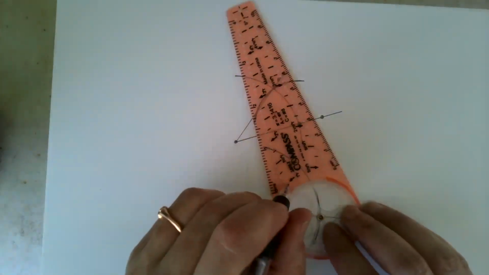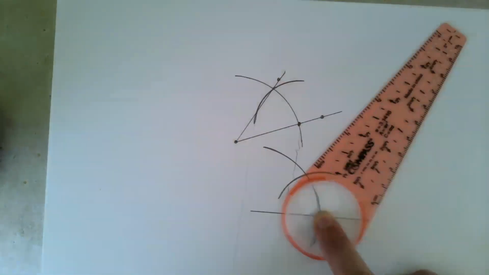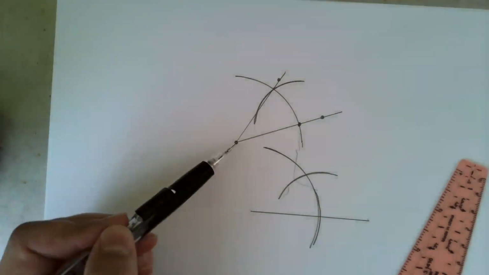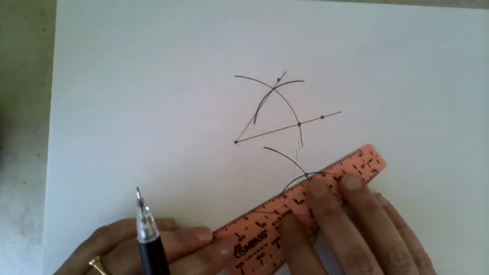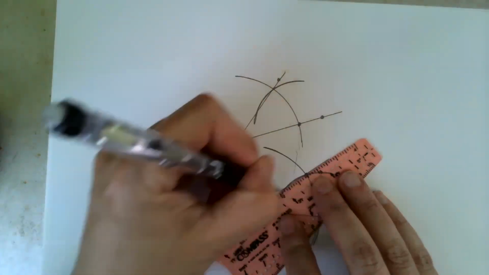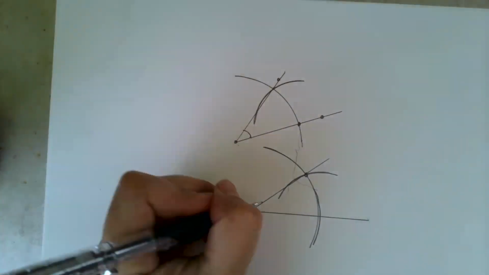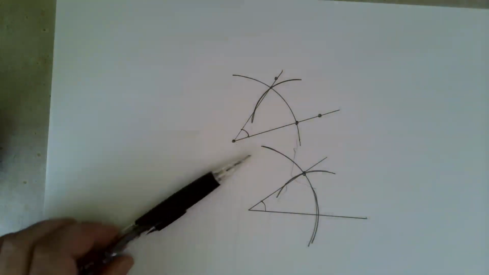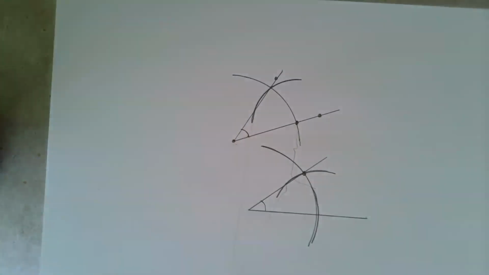And now I'm going to do the same thing here. I'm going to center here, and I kept my pencil in the same place in my compass. And so this is the same as this. And so now I just need to connect these two points. And I have duplicated my angle. The measure of this angle is exactly the same as the measure of that angle because I created it out of circles with the same radii.